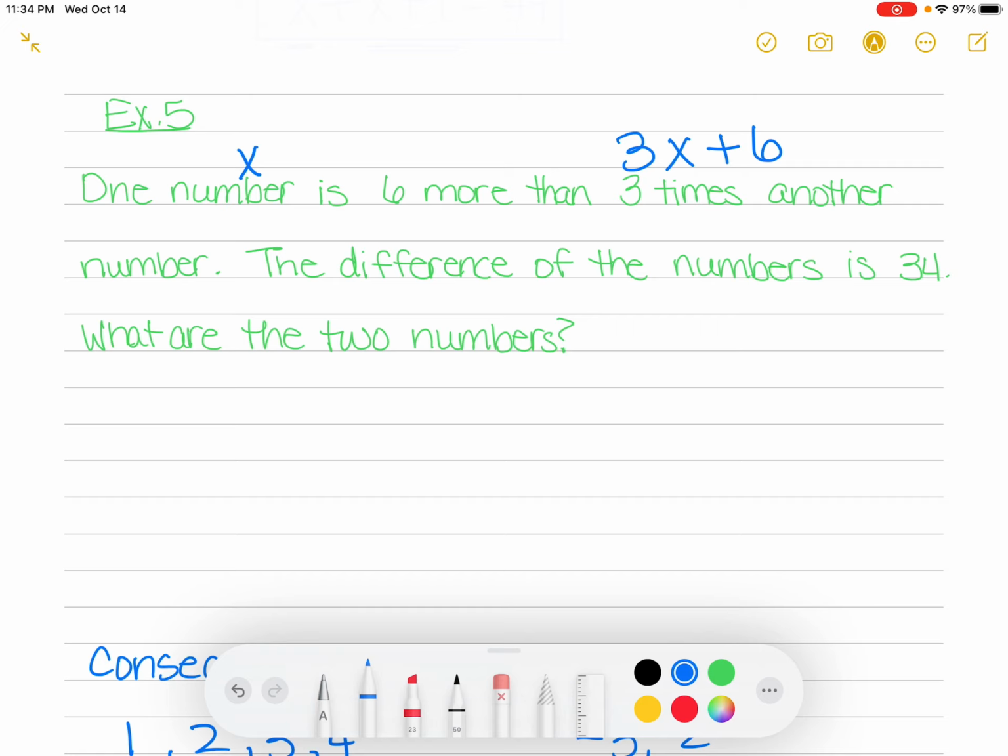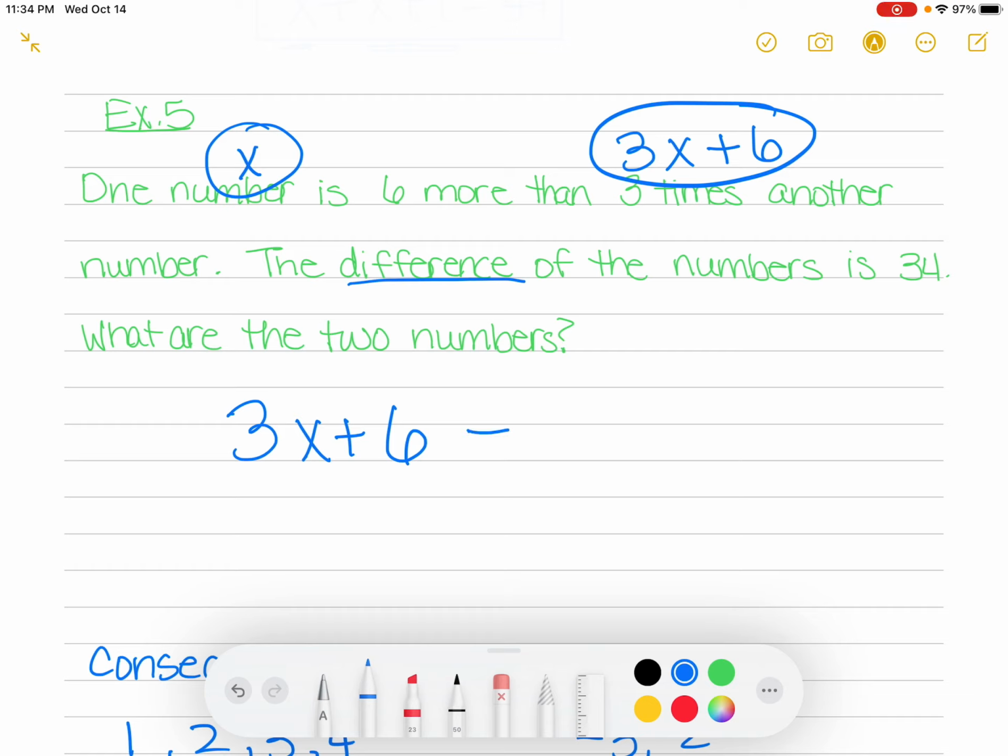Okay, and then the difference of the numbers is 34. So the difference means I'm going to subtract these 2 numbers. So I'm going to take 3x plus 6, and I'm going to subtract the x, and that's going to equal 34. Okay, and then that's all we're going to do right now. When you solve it, well, I'm not going to show you how to solve these yet. We're going to solve these later. This is all I would do.